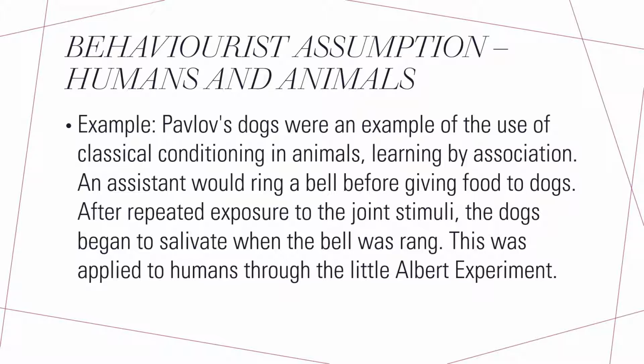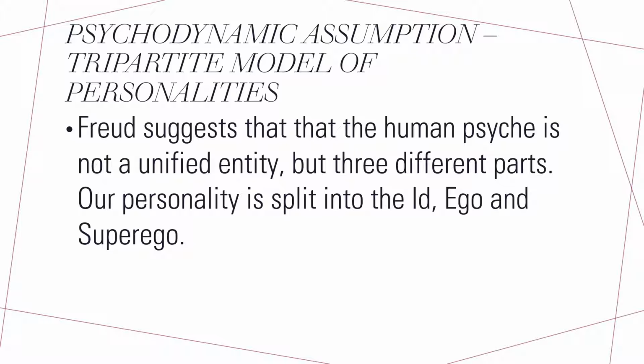So these are examples of the use of classical conditioning in animals learning by association. An assistant would ring a bell before giving food to dogs. After repeated exposure to the joint stimuli, the dogs began to salivate when the bell was rung. This was applied to humans through the Little Albert experiment. So because we were able to use classical conditioning in both animals and humans, it demonstrates that humans and animals also learn in similar ways. So when you're writing, you need to expand in that capacity.